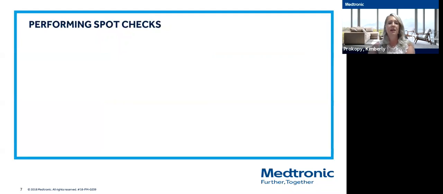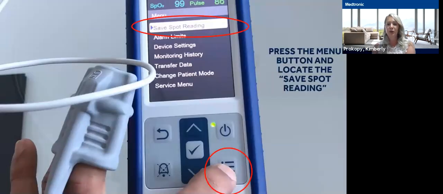Pretty good, okay. And again, Jamie went through this in her video with Remy, but I just wanted to touch on this as well. So spot checks. Just to go over it again, you're going to press your menu button and you'll see there it says Save Spot Reading.